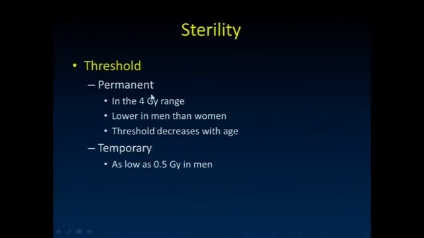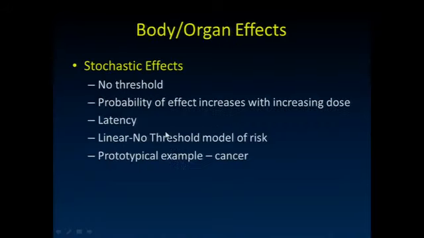In terms of sterility, permanent sterility is in about the 4 gray range, lower in men than women. The threshold decreases with age, so it goes lower as we get older. And temporary sterility in men can occur with exposure as low as a half a gray. So unless we're doing some procedure that involves the gonads, where you have to see something right there, you can't shield the pelvis in a woman if what you're trying to look at are the pelvic structures, right? But in an exam where we're looking at another region, certainly shielding can be helpful.